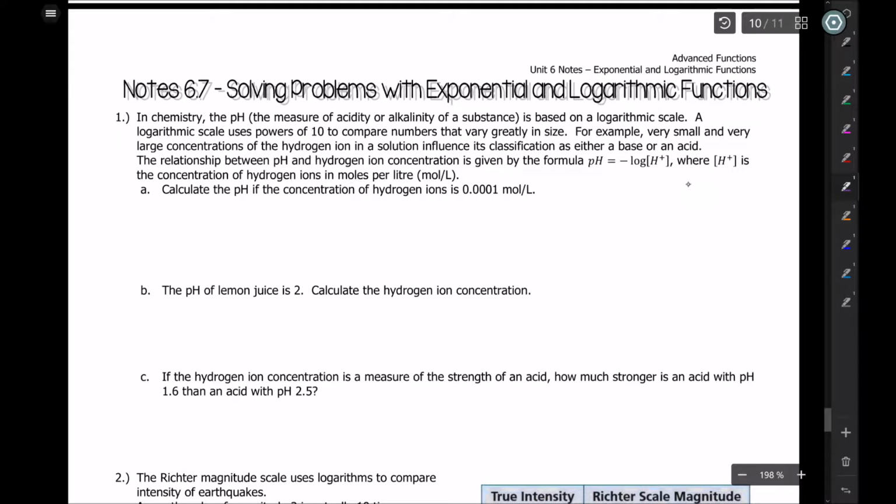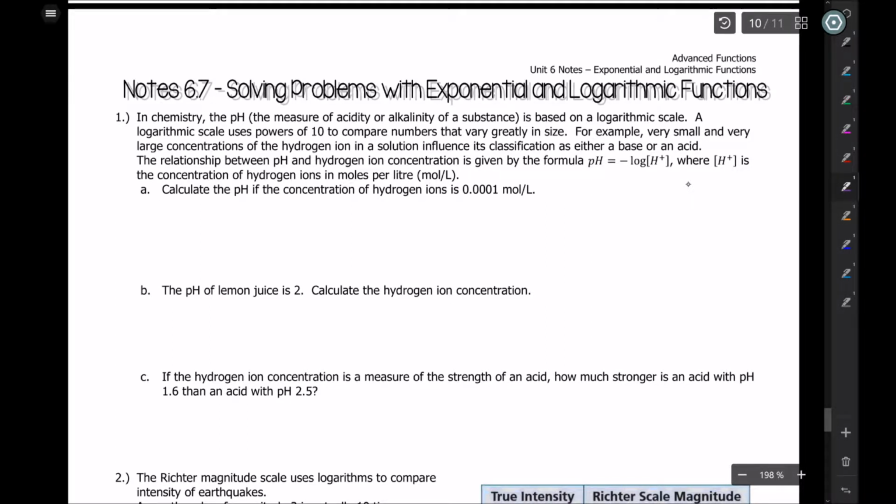Hi everyone. Notes 6.7 are on solving problems with exponential and logarithmic functions. So if you take a look at question number 1, we're going to apply what we learned about exponential and logarithmic functions to some real life examples.